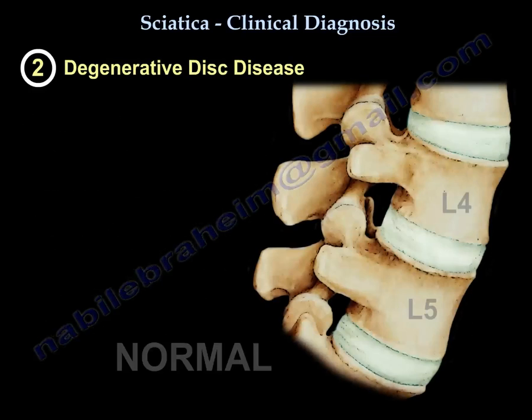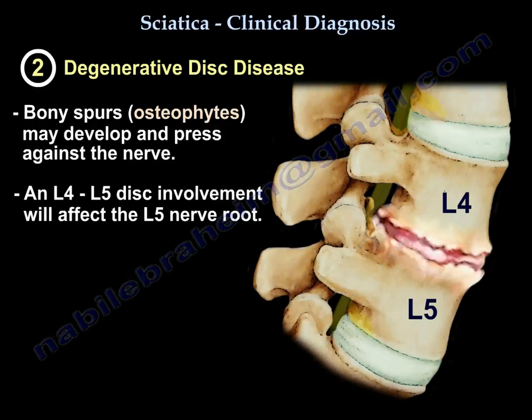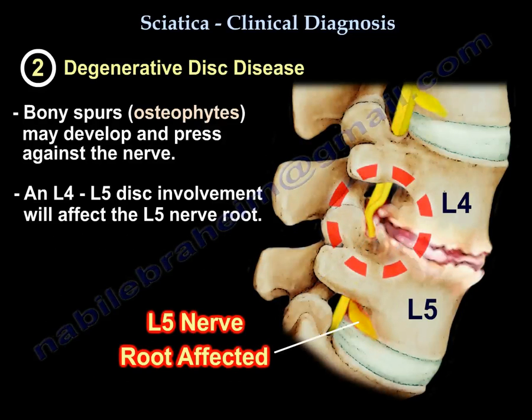Number 2 is degenerative disc disease. In this condition, bony spurs may develop and press against the nerve, and if the disc involves L4, L5, then you will have L5 nerve root involvement.